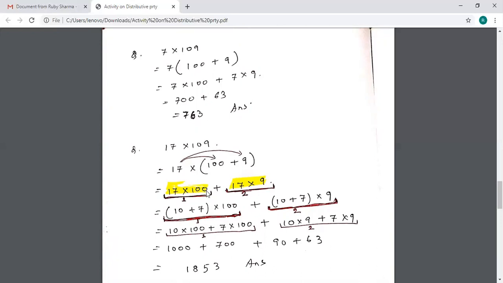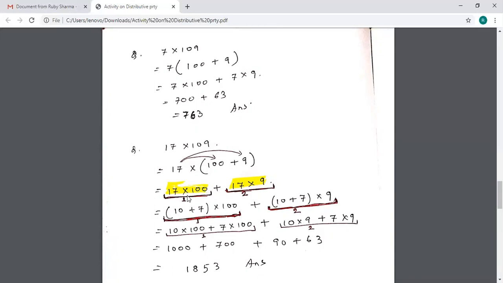To make our calculation simpler without having to calculate in the rough, actually 17 into 100 is very simple, 1700, isn't it? So this part you can write 1700, and the second part I have written like this to arrive at 90 plus 63. Or you can break this up also, 17 into 100. 100, leave it as it is. 17, I did it as 10 plus 7.